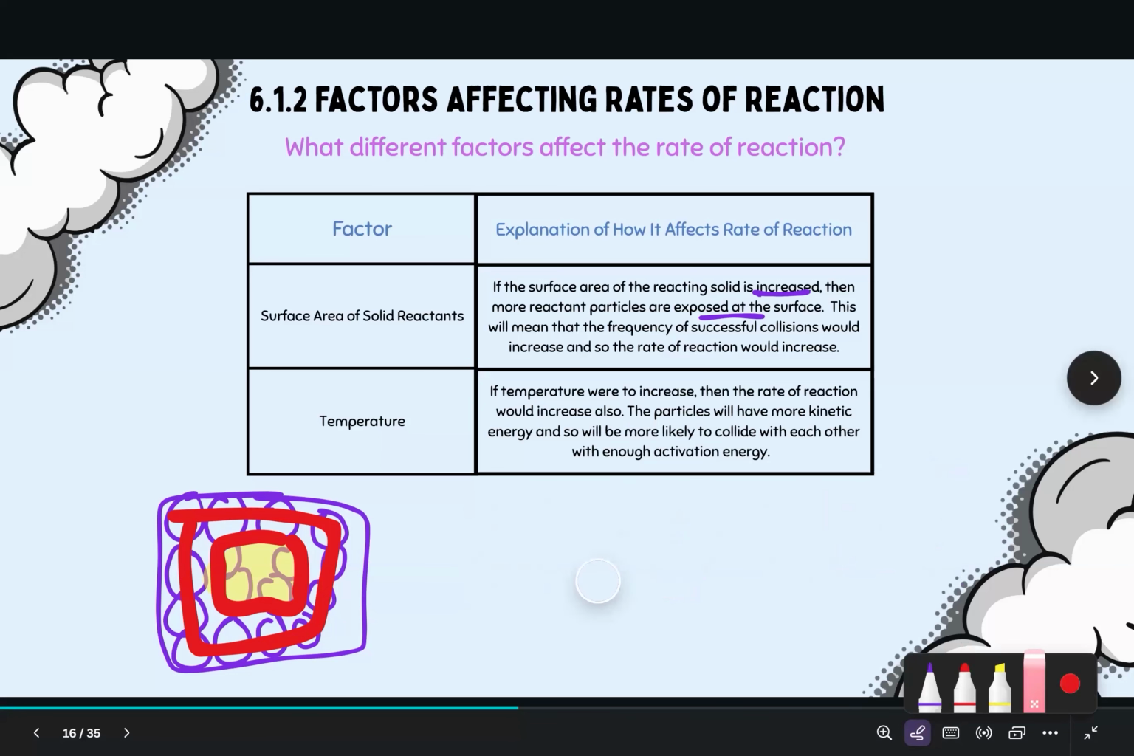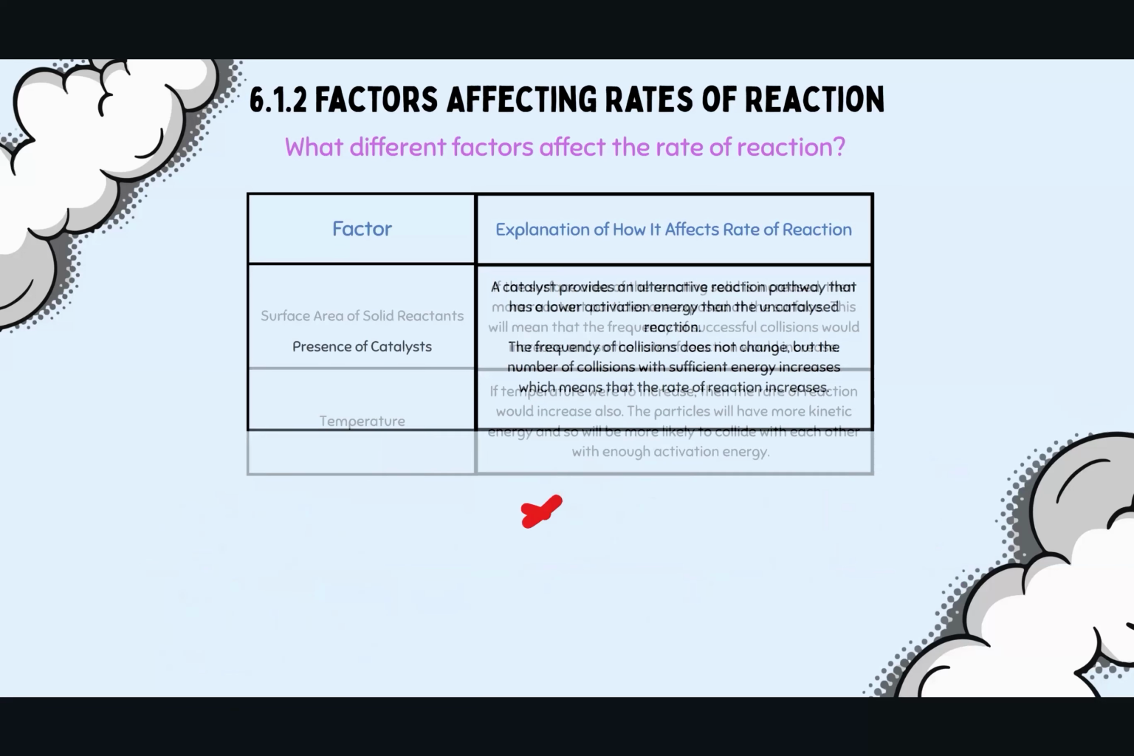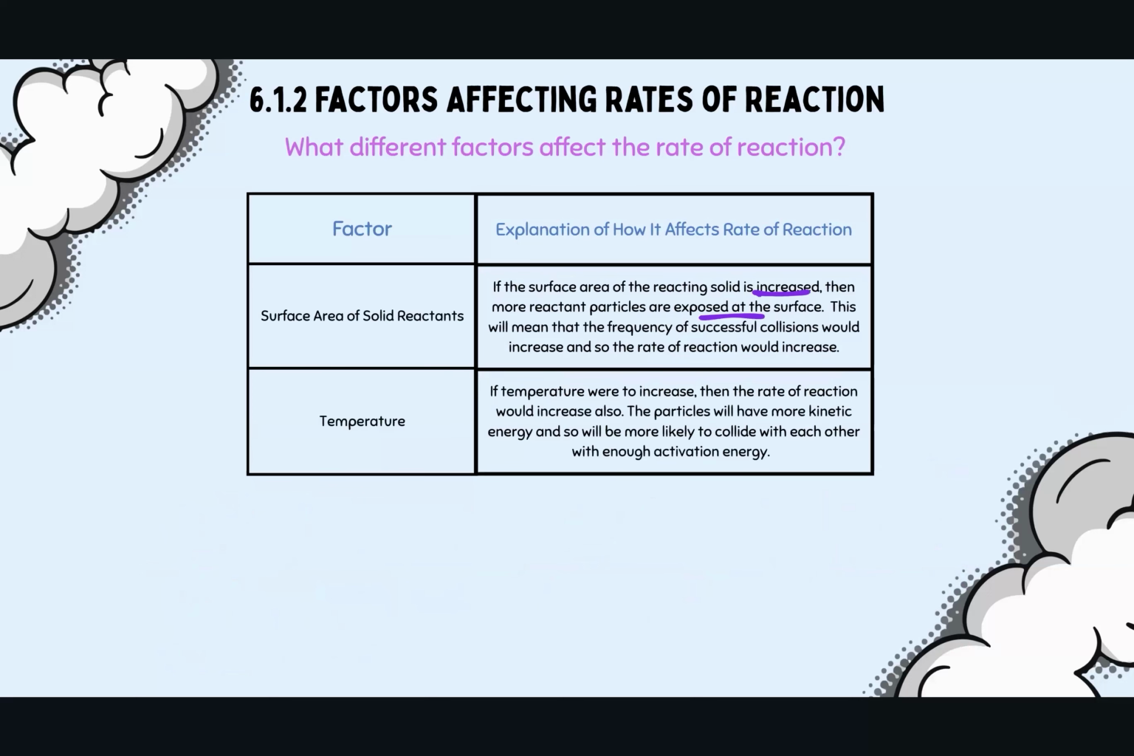If we increase the temperature, the rate of reaction would increase also. But why would it increase? Because now, two things. The particles have got more kinetic energy. In other words, more particles have activation energy. So you know how we've got oxygen hitting my piece of paper and nothing happens because there's no activation energy? In this case, we have more particles with activation energy.